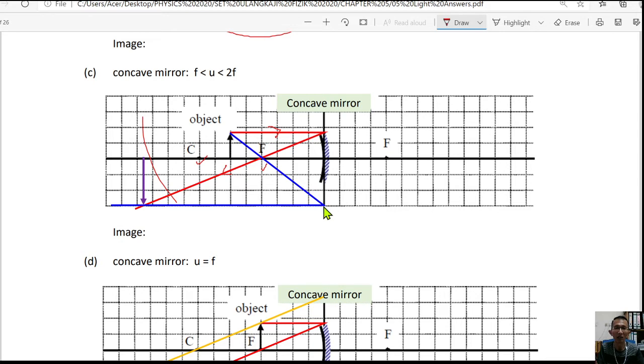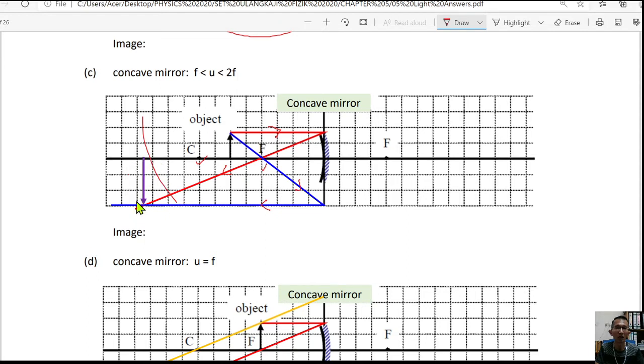After hitting the mirror, it will be reflected parallel to our principal axis. Then find where these two, the red and the blue line, intersect. They intersect here. So I draw the arrow down here, and the foot is on the principal axis.